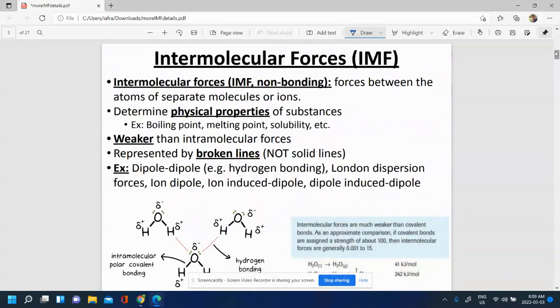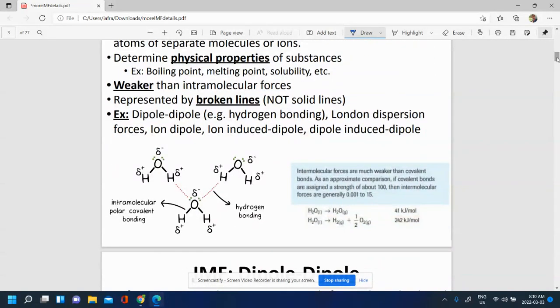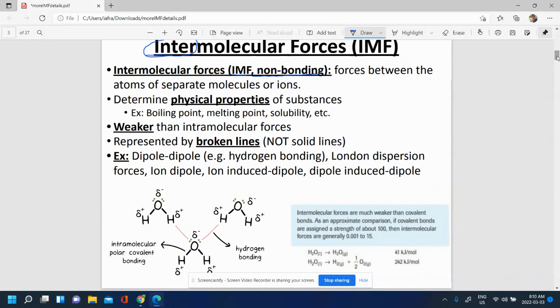Now, our focus in this lesson is to review the intermolecular forces, the prefix being inter, think between different nations, like international. And so we sometimes call this IMF or non-bonding forces, and they're forces between separate, let's say, molecules that are not holding the atoms together within a molecule, but they're holding separate molecules together.